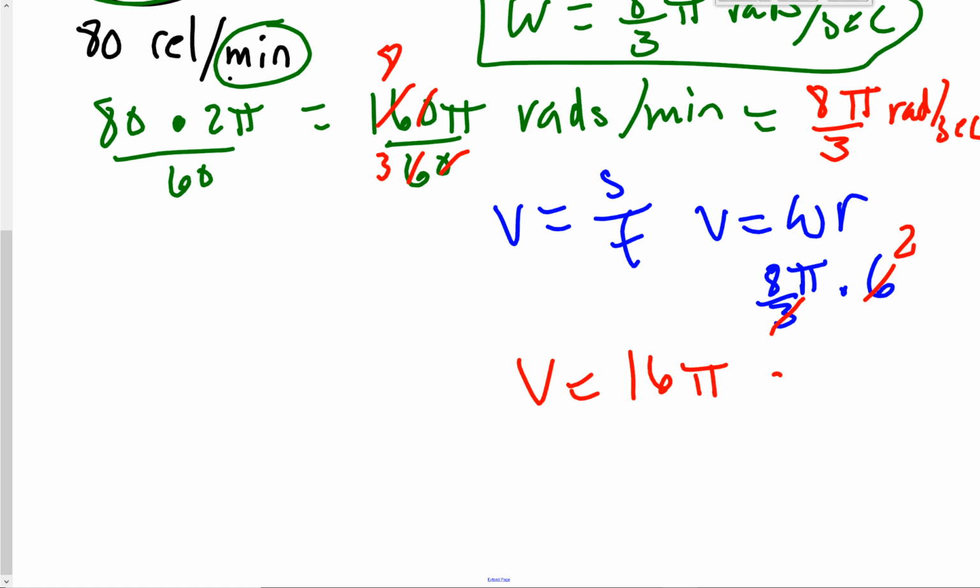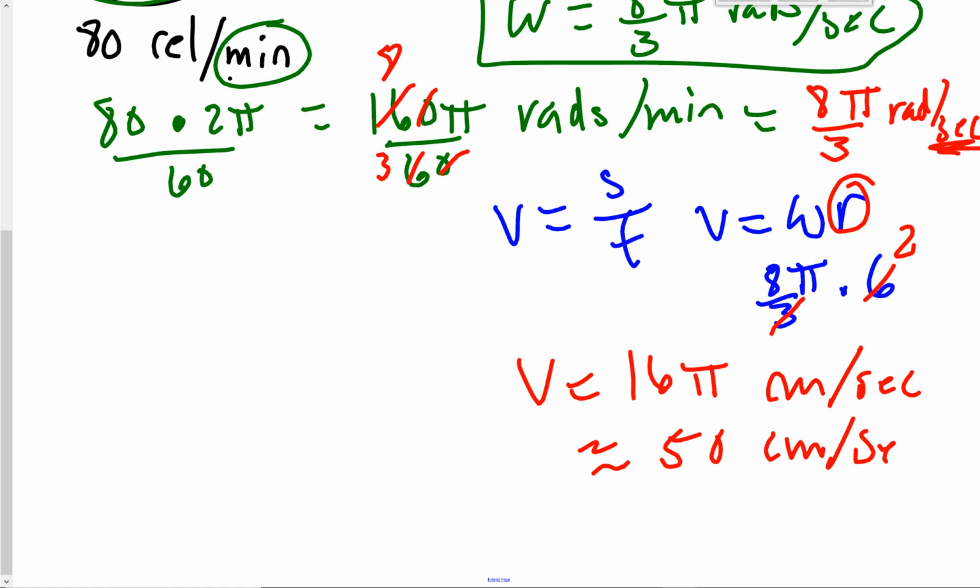That would be centimeters, because our radius is in centimeters, per second, since we converted those to per second, which is approximately 50 centimeters per second. So there you go. So that's how you do it.